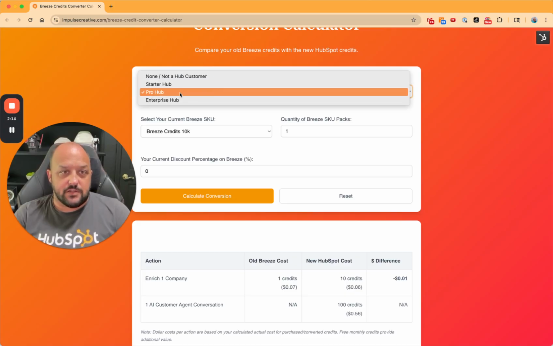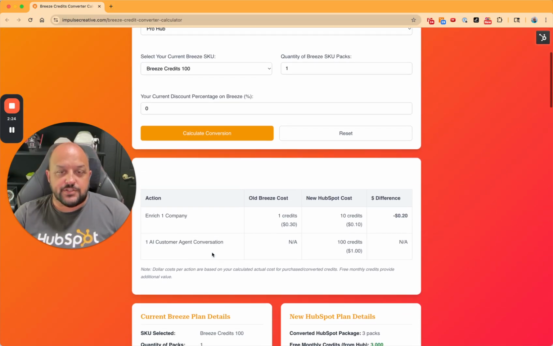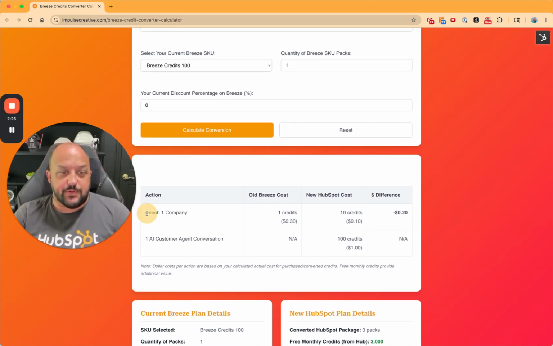So let's go Pro Hub here. You'll see we're going to start with Breeze Credits 100, which is one of the options, and we're going to calculate the conversion here. When we calculate the conversion, you'll see that to enrich one company record in HubSpot, it used to cost 1 credit, or about 30 cents. Now it costs 10 credits, but those 10 credits only cost 10 cents, right? So basically 1 credit equals 1 penny overall. When you think about that, it's a savings.